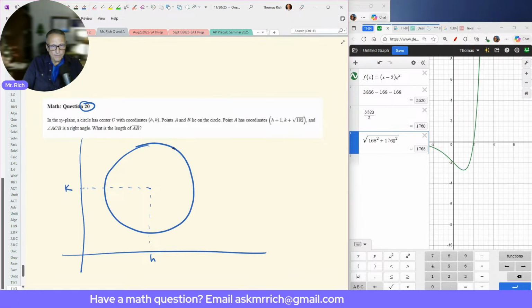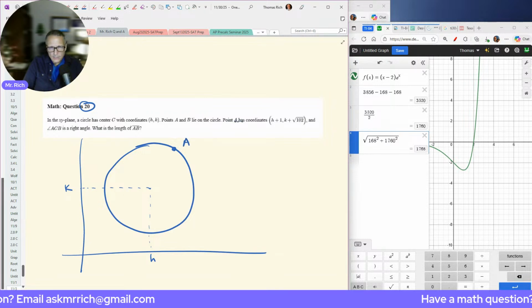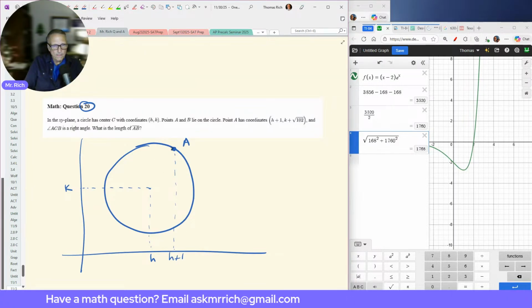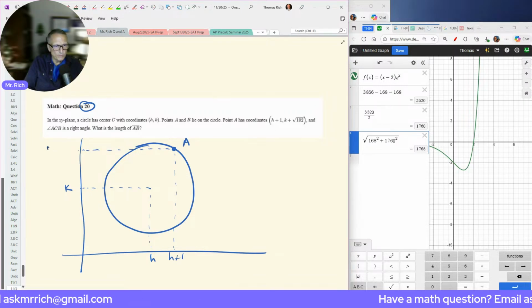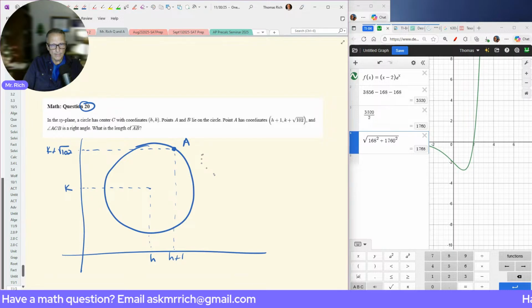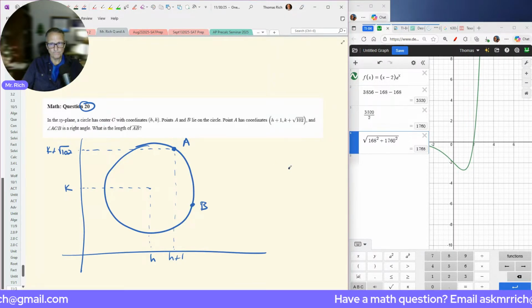Again, I'm just going to put point A up here. It says that its X coordinate is H plus 1. Okay, so that would mean I'm going to come down here and call that H plus 1. And then this one is K plus root 102. All right, and there's another point B, but we don't know where that lies. So they didn't give us coordinates, so we'll put that there.